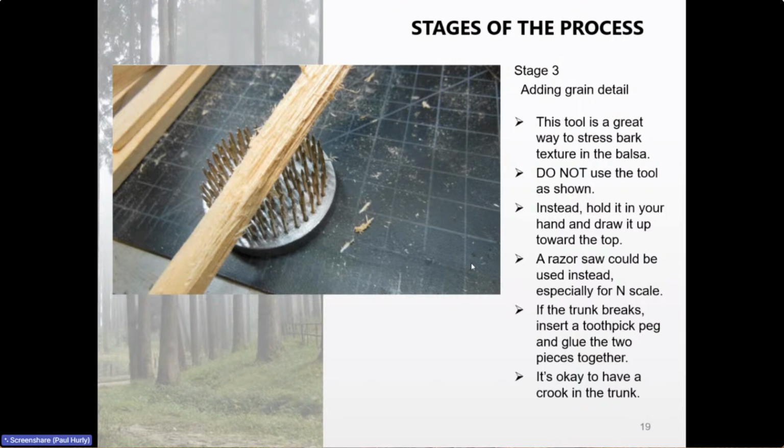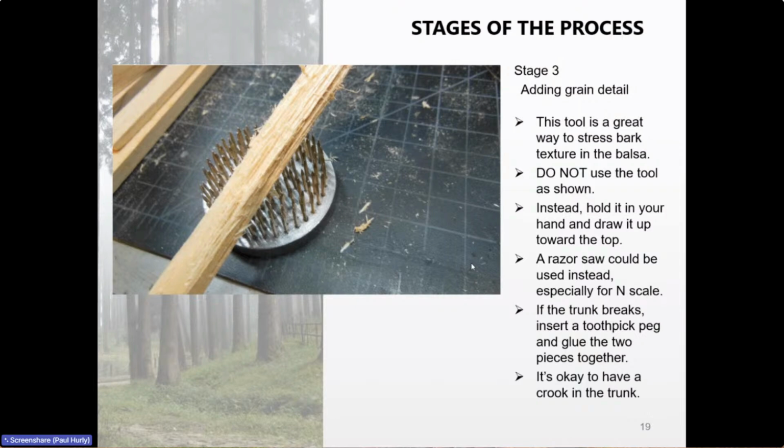Another thing I found is sometimes you'll break the trunk. Balsa is soft, but I don't let that worry me. I just stick a toothpick in the end of it, drill a little hole, stick the toothpick in, take the two pieces, put them back together, let it dry, and grain it again, and you'll never know it was there. And a crooked trunk is more realistic than something that's straight. I've got a tree growing in my front yard and it's got a crooked trunk, so I don't know what isn't right.